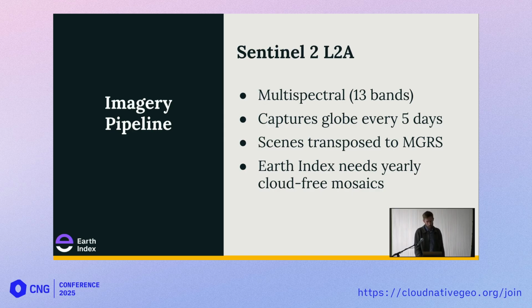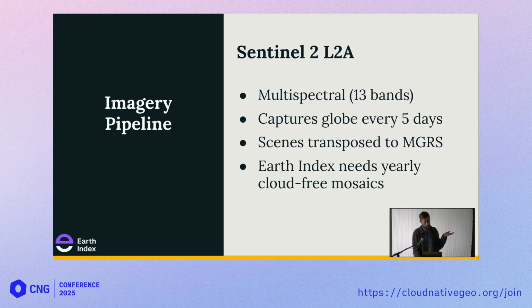Sentinel-2 is great for us because it's multispectral, so we have multiple bands that we can take advantage of. It captures the globe every 5 days. That's important for us because Earth Index is a global tool. And sort of a logistical note, all the Sentinel-2 scenes that we use for our mosaics and ultimately our embeddings are sort of transposed onto the MGRS grid system.